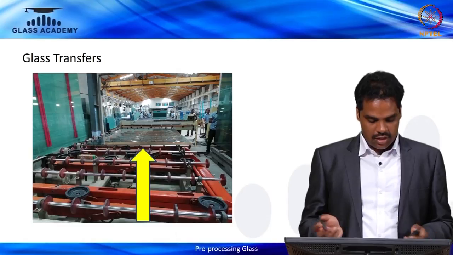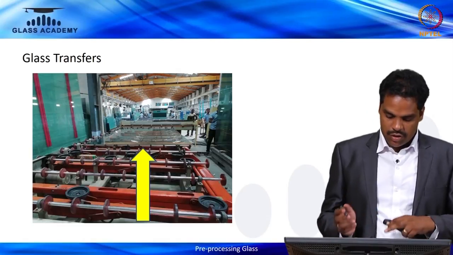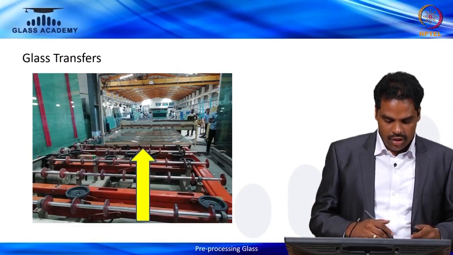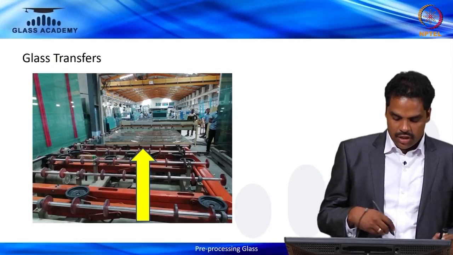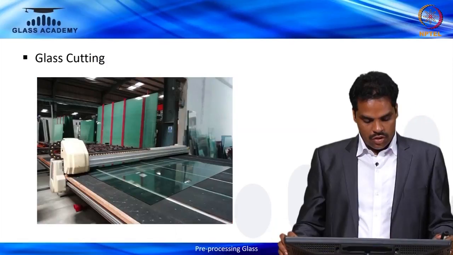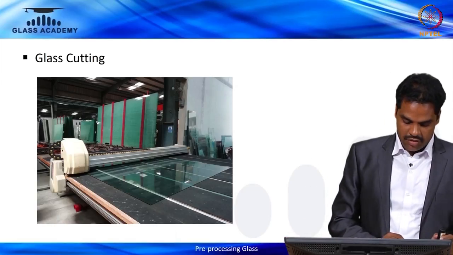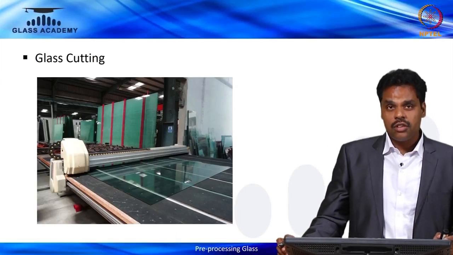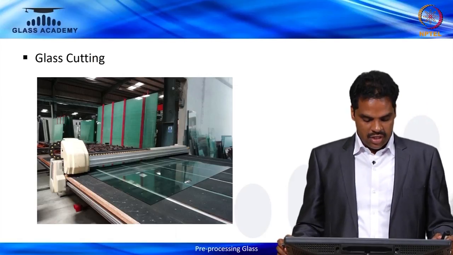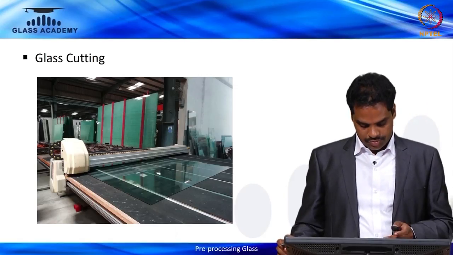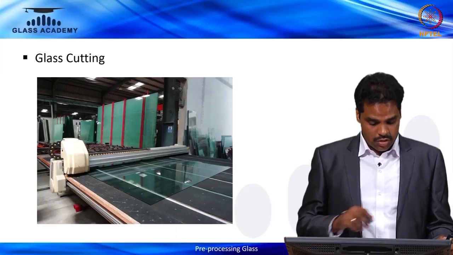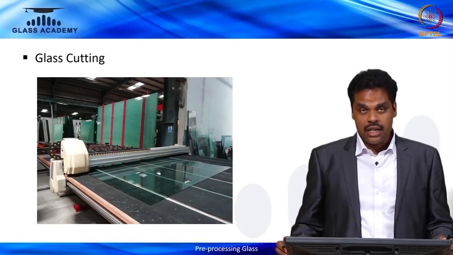Once the glass is transferred from the L rack to the cutting table, the glass flows towards the scoring area. So this is the glass cutting scoring area. You can see the CNC machine, which will be programmed to whatever size we require. Once the glass reaches the scoring area, the CNC starts its operations.